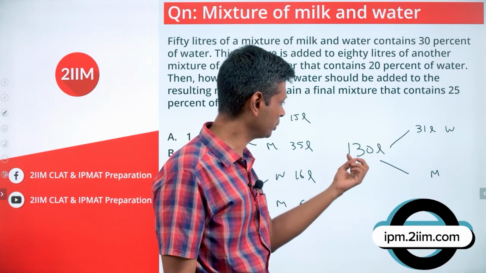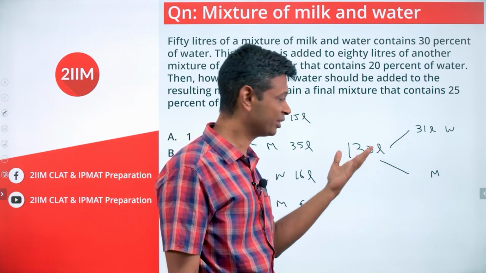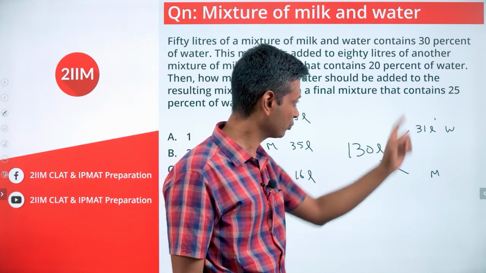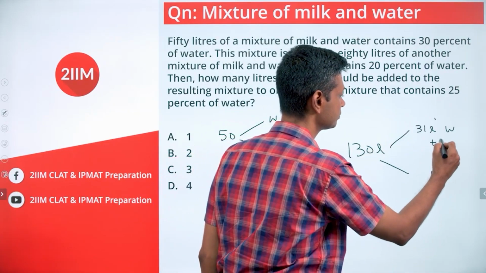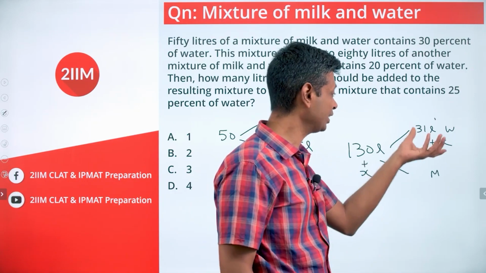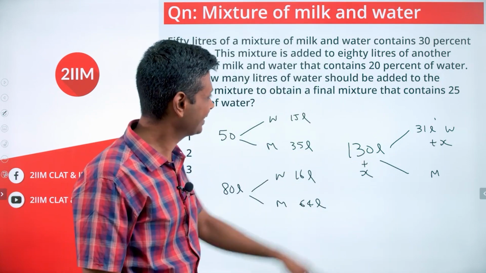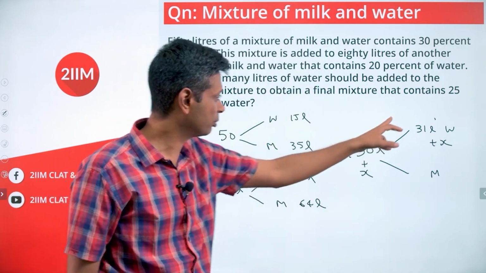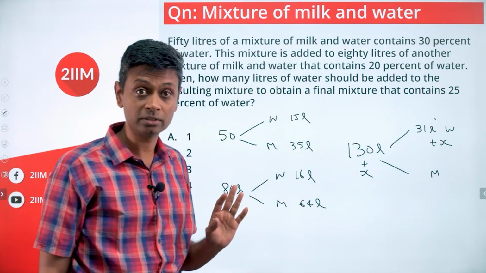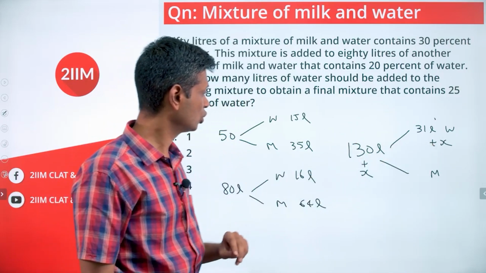31 into 4 is 124. 32 into 4 is 128. 33 into 4 is 132. This number, you add some x here, add the same x here because we're not adding any milk. That into 4 should be this. 25% is 1/4. X is not 1, that is, it becomes 32. 32 into 4 is 128. If x were 2, 33 into 4 is 132.